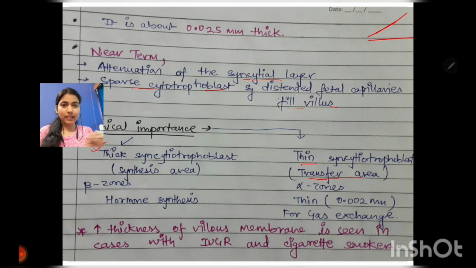Clinical importance: thick areas, known as beta zones, are for hormone synthesis, while the thin areas are for gas exchange, 0.002 mm. Increase in the thickness of the villus membrane is seen in cases of IUGR and cigarette smokers.